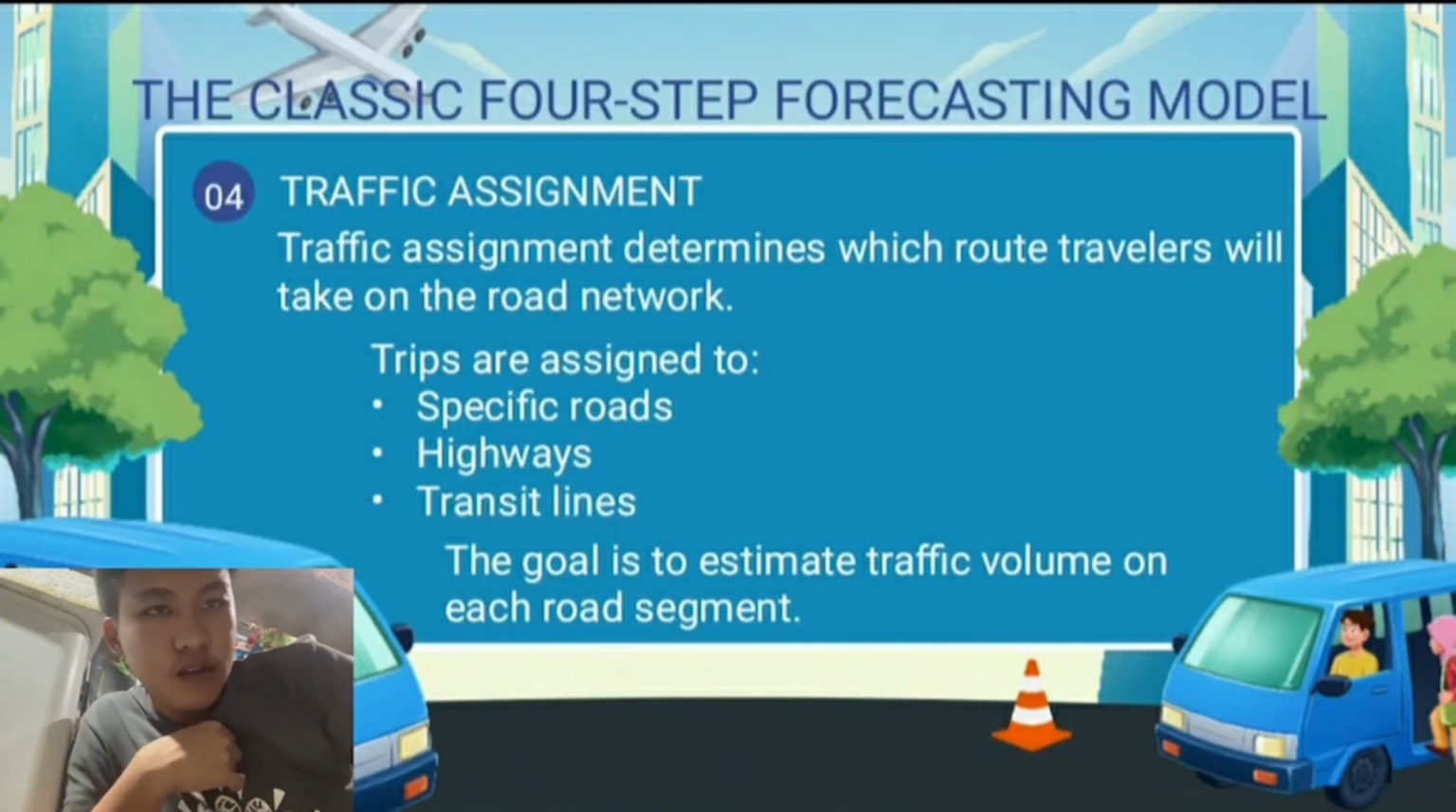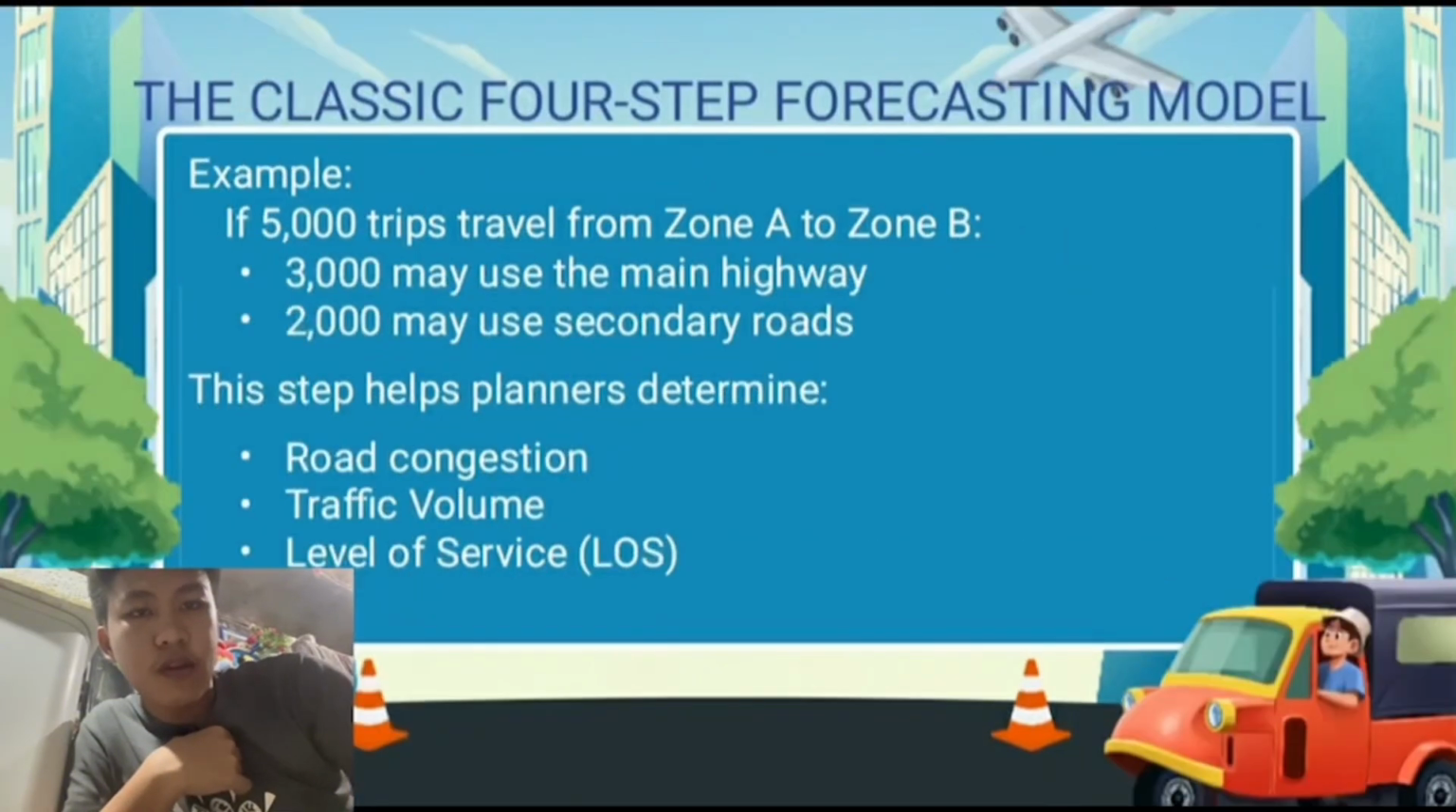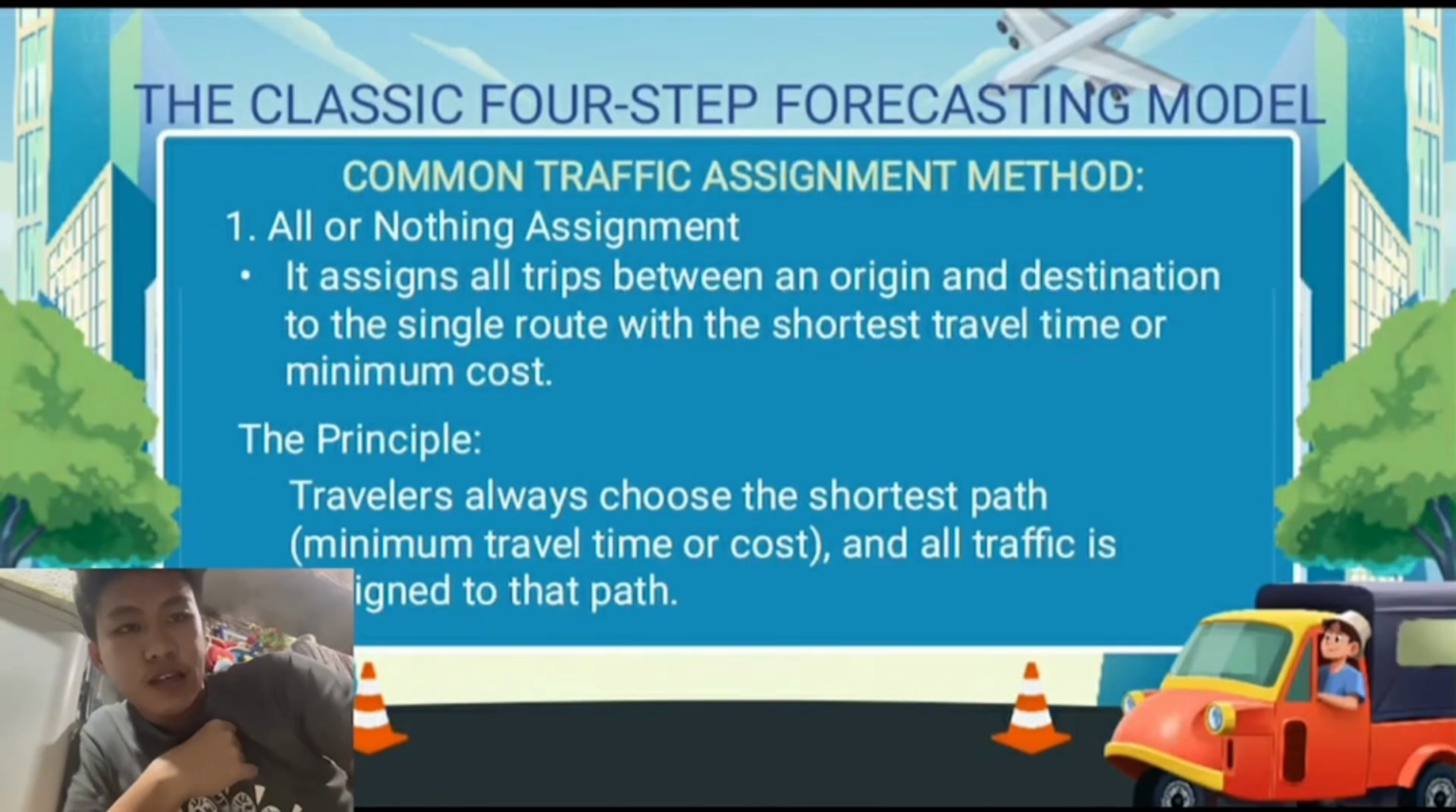So this is an example for the traffic assignment. If 5,000 trips travel from zone A to zone B, 3,000 may use the main highway and 2,000 may use the secondary roads. This step helps planners determine number 1, road congestion, 2, traffic volumes, and 3, level of service or LOS.